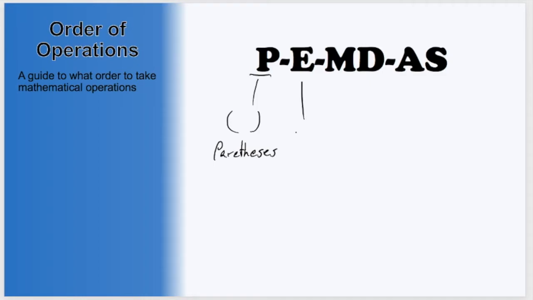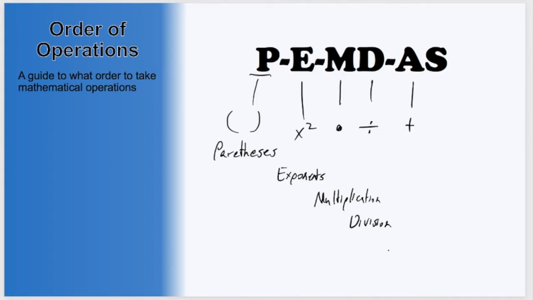The E stands for exponents. The M stands for multiplication. The D stands for division. The A is for addition. And the S is for subtraction.